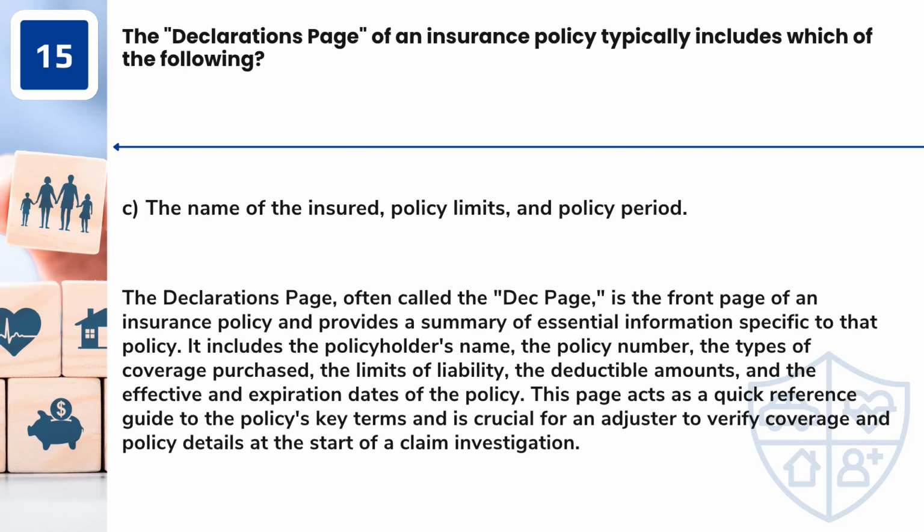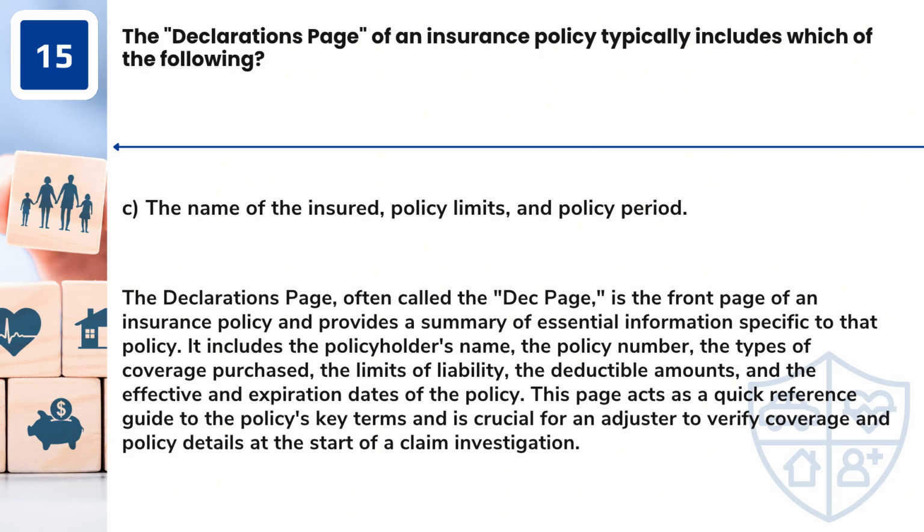Answer: C. The name of the insured, policy limits, and policy period. Explanation: the declarations page, often called the deck page, is the front page of an insurance policy and provides a summary of essential information specific to that policy. It includes the policyholder's name, the policy number, the types of coverage purchased, the limits of liability, the deductible amounts, and the effective and expiration dates of the policy.